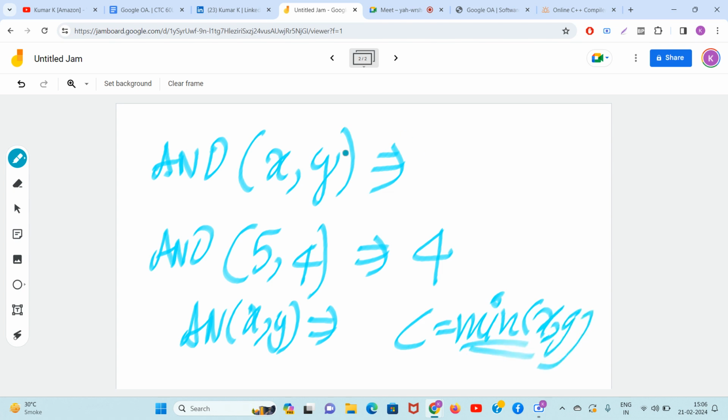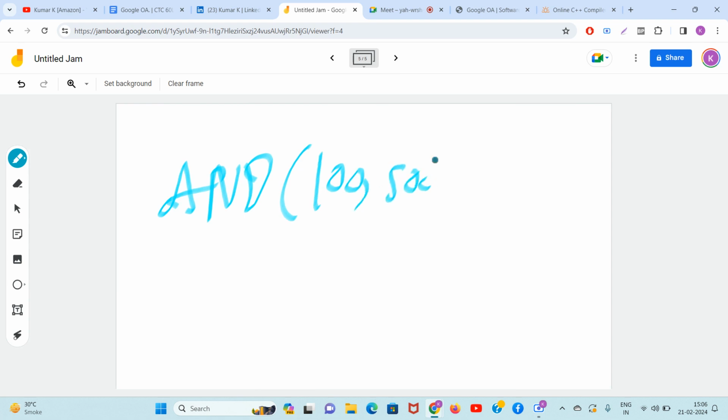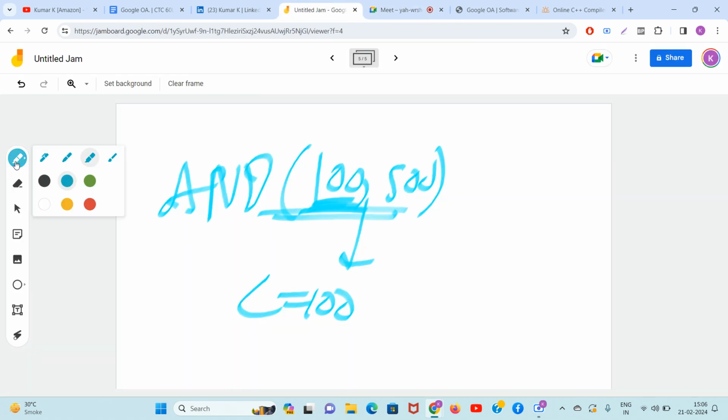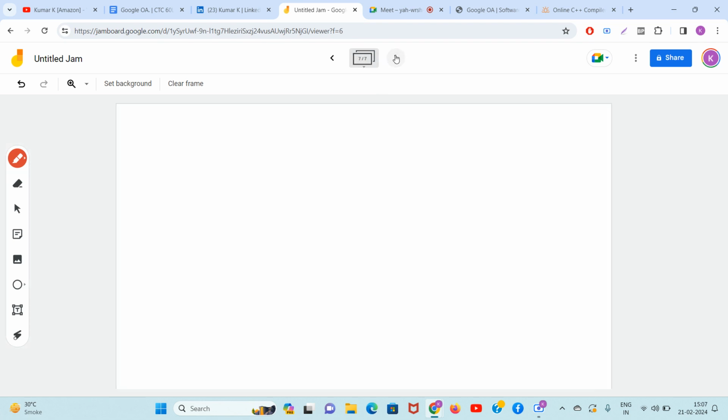Understand this. If I take AND of 100 and 500, it is guaranteed that the answer will be less than or equal to 100. The answer will be less than or equal to the minimum number. Everyone write yes in the chat if you agree with this. If you do AND of any two numbers, the answer will always be less than or equal to the minimum number. Why? I'm explaining that to you with live proof.